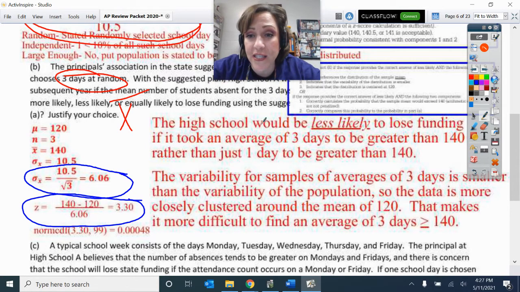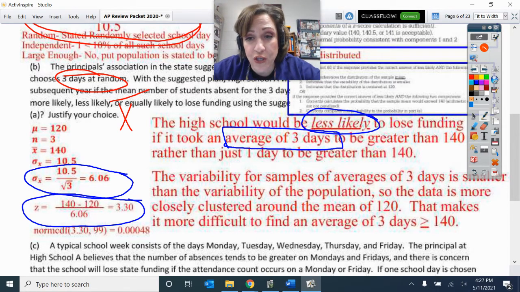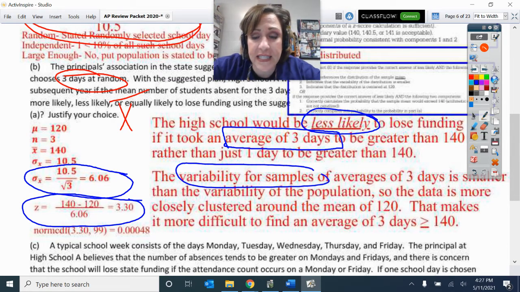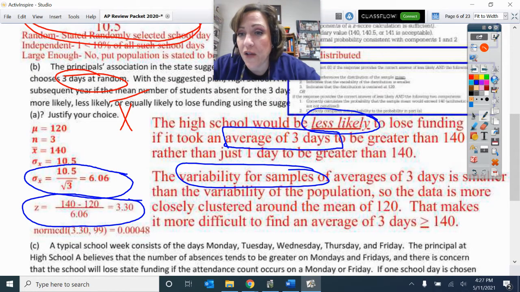To get credit, you had to say it was less likely to lose funding for the average of 3 days, because it is less likely for that average of 3 days to be greater than 140. And you had to say why. Justify your choice: because the variability of the samples is going to make it more closely clustered around the center, so that makes fewer samples out on the side.